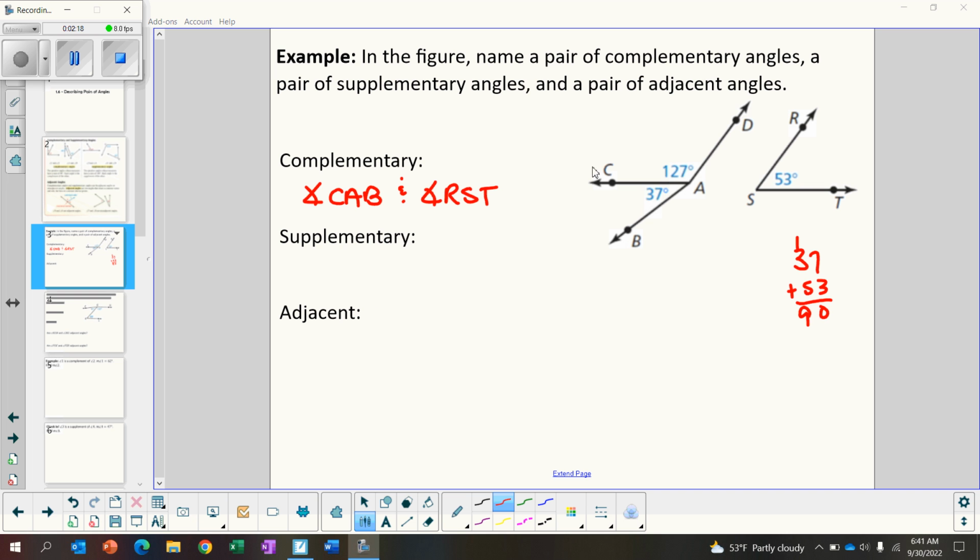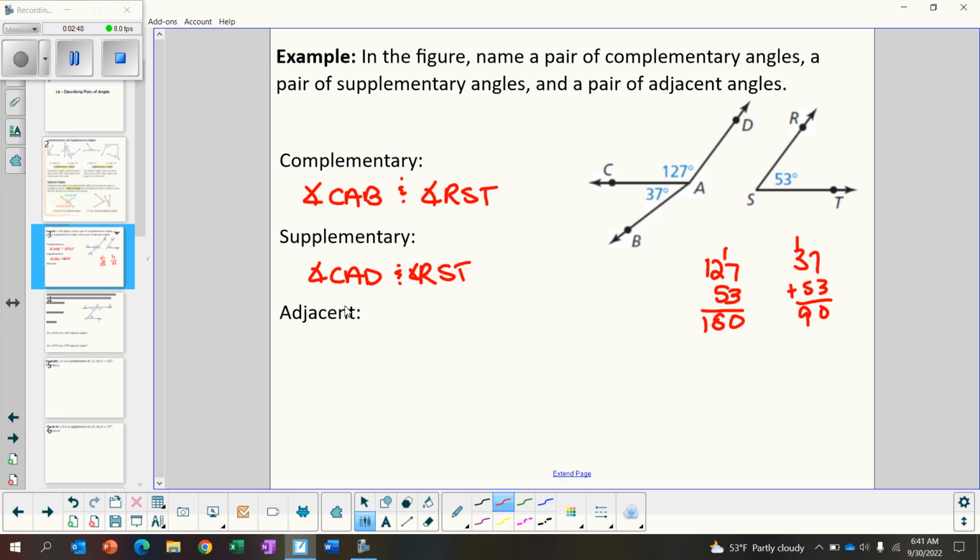All right, for a pair of supplementary angles, we're looking for two that add to 180. So I'm going to probably pick the biggest one here, 127, and I know that these don't add to 180 because it didn't make a straight line. So I'm going to check 127 and 53. And there we go. They add to 180. So that's angle CAD and angle RST.